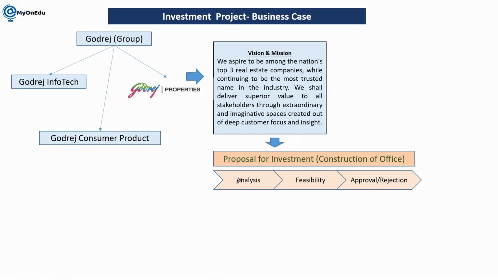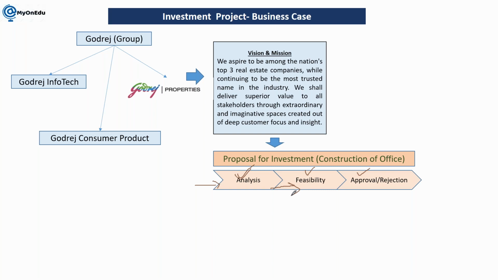What are these stages? Analyze and feasibility, and then approval and rejection. Let's say one proposal is submitted by the strategic department, then it goes to the strategic team. They will analyze whether it is really required or not. They will check all the existing scenarios, and how we can manage if we are not going for it.